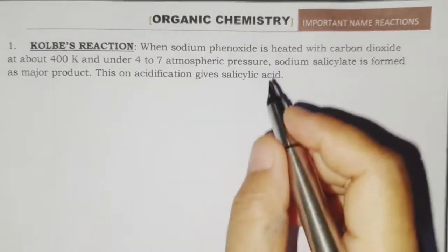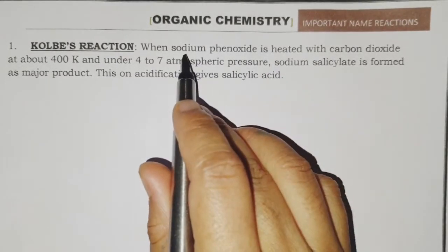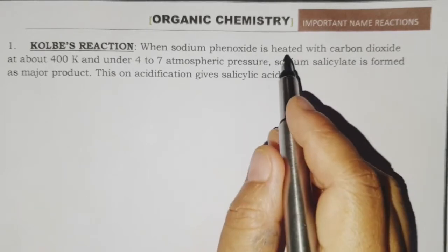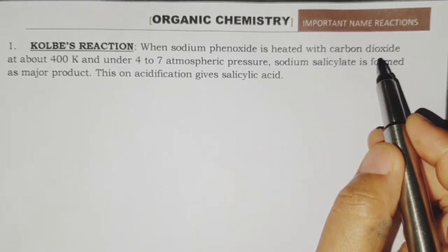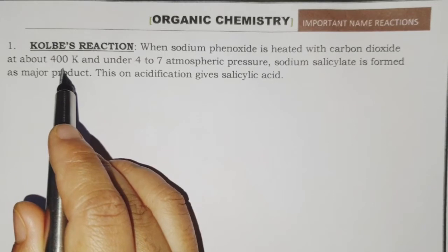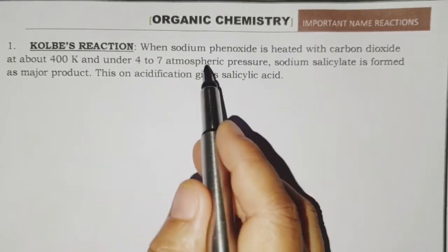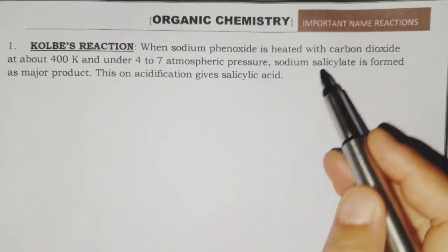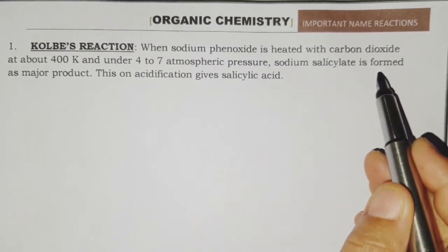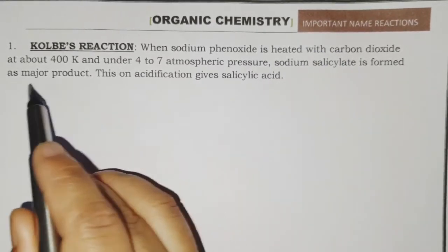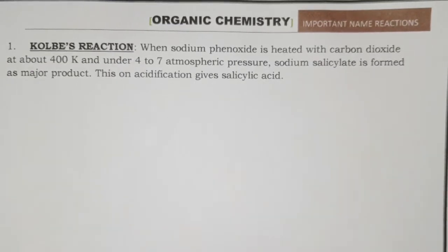Now, how it is prepared: sodium phenoxide is heated with carbon dioxide at 400 Kelvin temperature and under 4 to 7 atmospheric pressure. Then sodium salicylate is formed as the major product. This sodium salicylate on acidification gives salicylic acid as a product.